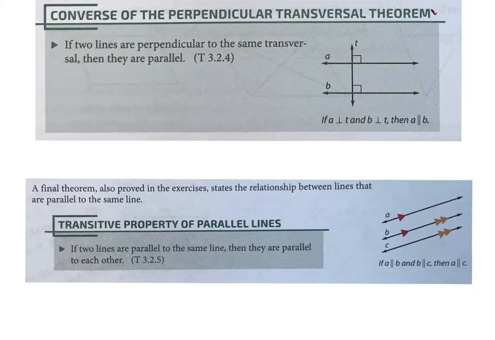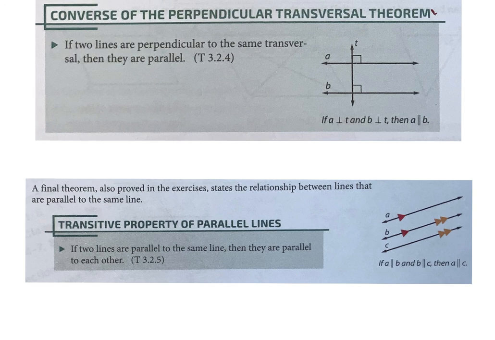This is a little bit different. If two lines are perpendicular to the same transversal, then they are parallel. So if two lines are perpendicular to the same line, then those two lines must be parallel as well. And then the last one has nothing to do with the converse of the other ones. It's just telling transitivity works for parallel as well. So if A is parallel to B and B is parallel to C, then A is parallel to C.